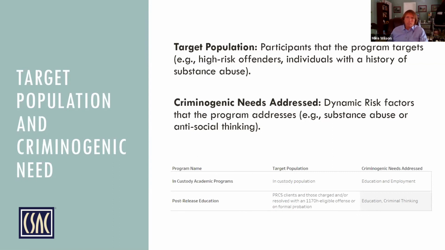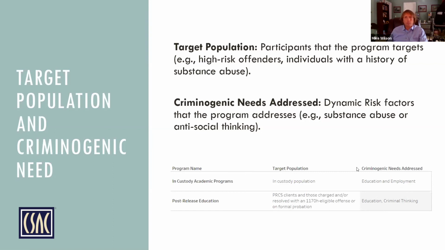And then also looking at risk level. Are we looking specifically at high risk individuals, high and moderate? Are we being sure that we aren't mixing risk levels? I think we all know from the research that we don't want low risk clients mixing with higher risk clients. And then what need is being met? Is it an education need, parenting, substance abuse, criminal thinking, some other need that this program is hoping to fill?